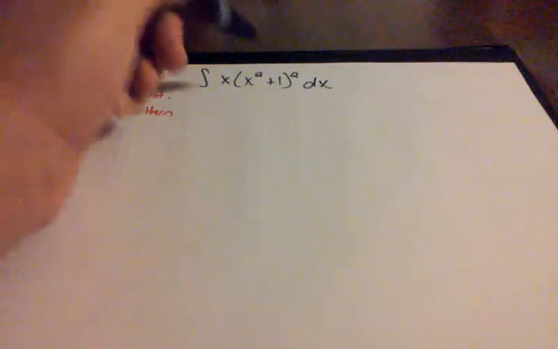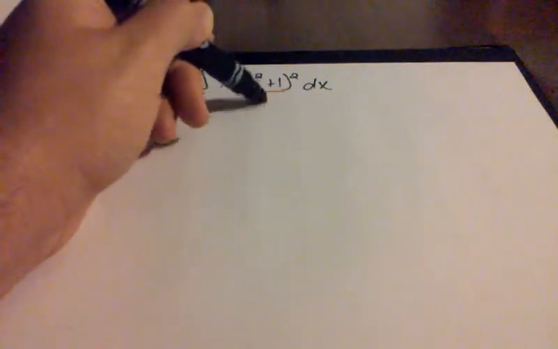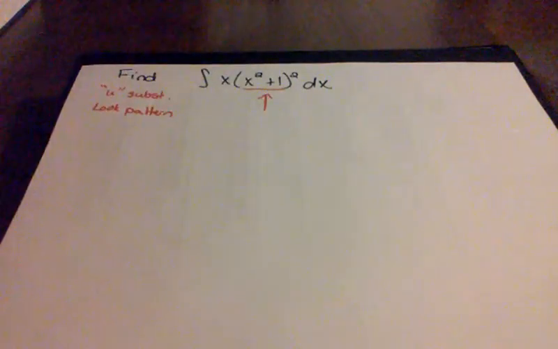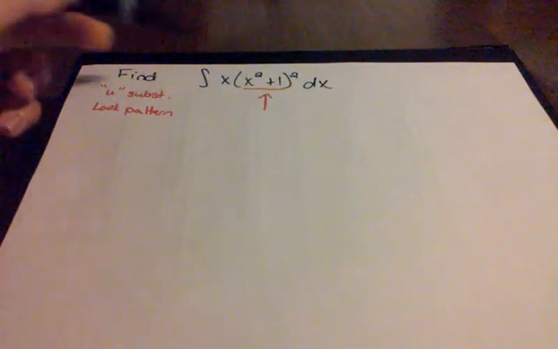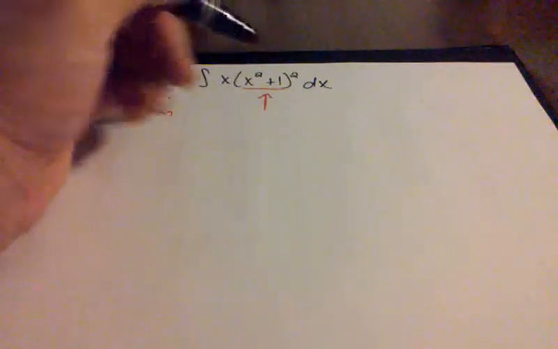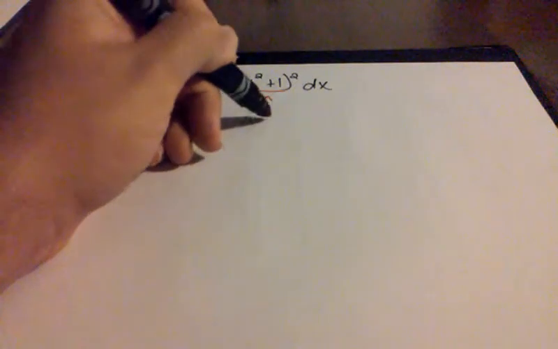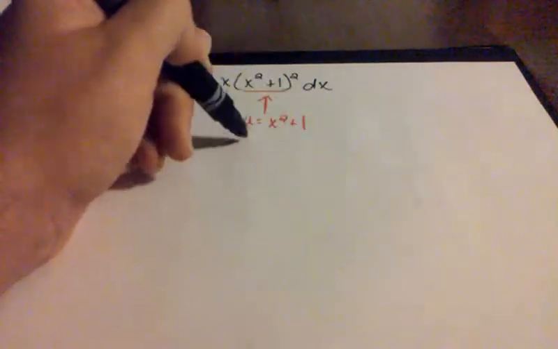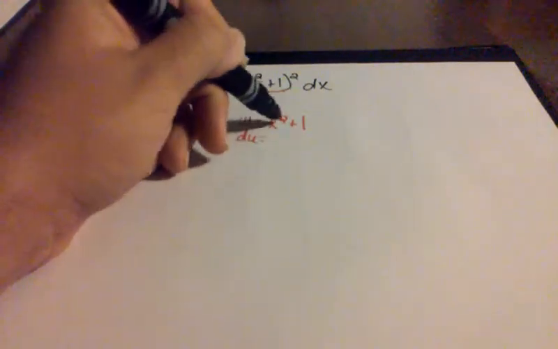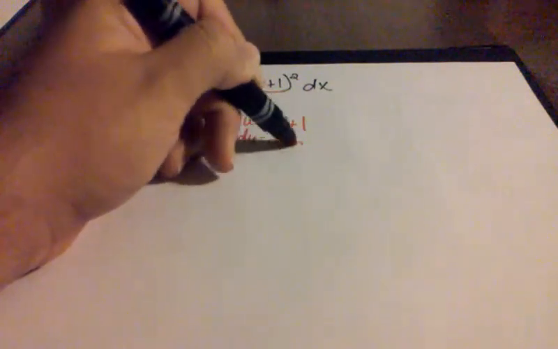The first thing I notice is this x squared plus 1. The reason why I recognize that is because if I let that be u, if I let u equal x squared plus 1, if I take the derivative of u, that would give me 2x dx.